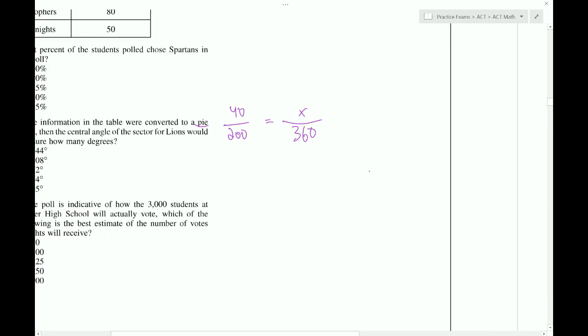Okay. So you can cross multiply, moving the 360 that way. All right. Then this 0 cancels and this 0 cancels. So let's erase those. So you get 4 over 2, which is 2. 2 times 36 is 72.